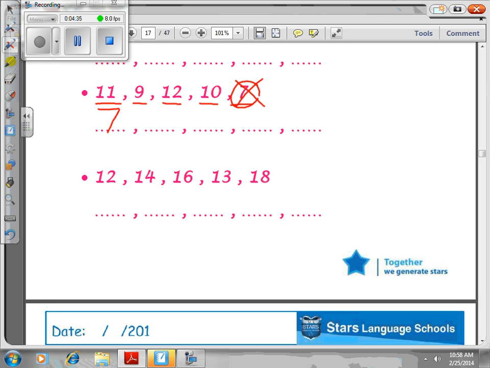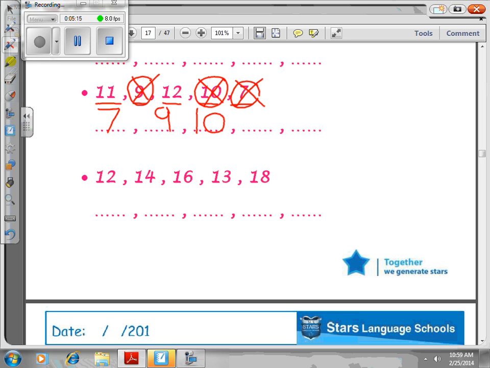Then I have here 11, 9, 12, and 10. Which is the smallest number? The smallest number is, excellent, it's 9. So I write down 9 and I cross 9. Then the numbers left here are 11, 12, and 10. Which is the smallest number here? It's number 10. 10 is the smallest, so I write down 10 and I cross 10.